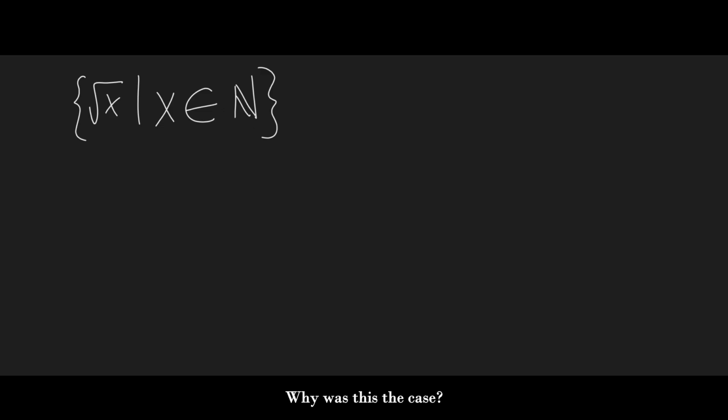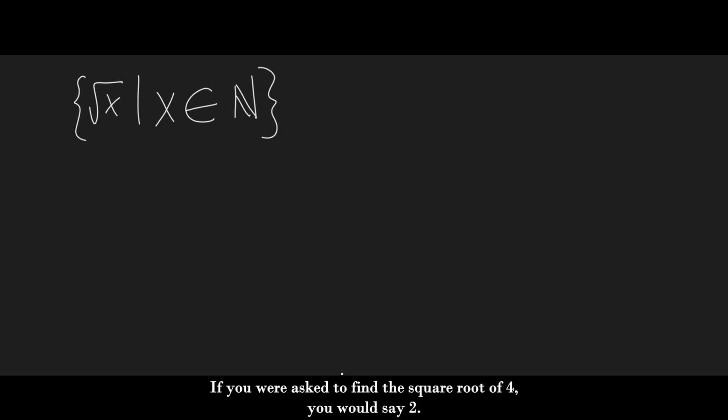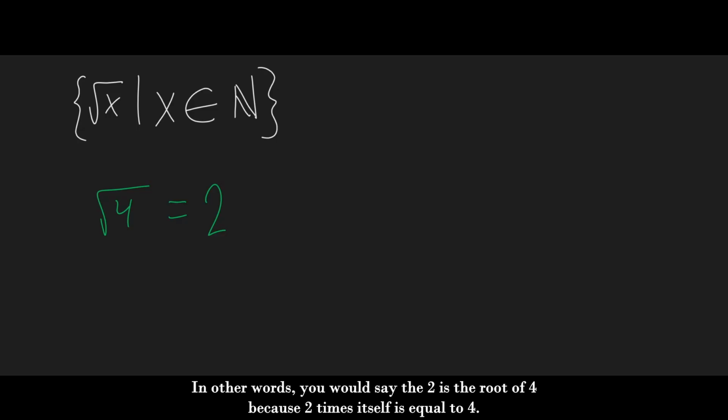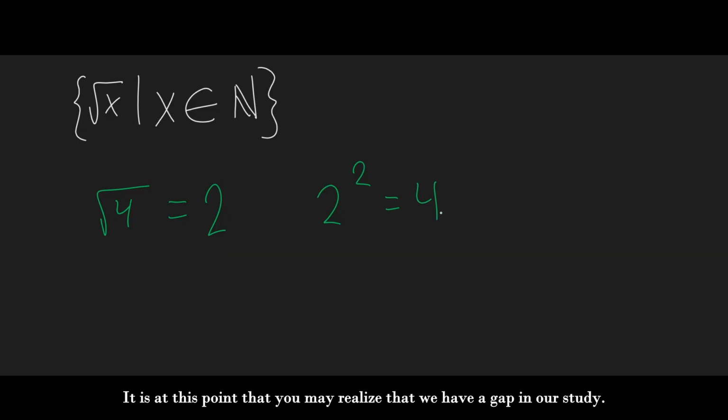Why was this the case? Let's recall what a square root asked of us. If you were asked to find the square root of 4, you would say 2. In other words, you would say that 2 is the root of 4 because 2 times itself equals 4. It is at this point you may realize that we have a gap in our study. We never covered what happens when we have a negative number as our radicand.